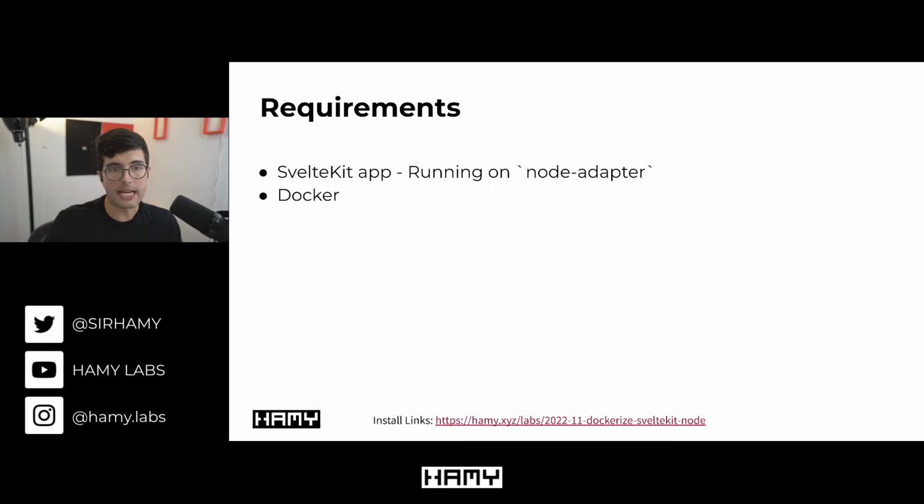So once you have that SvelteKit app, the next thing you'll need installed is Docker. Because we are building a container with Docker and running our container with Docker, you need Docker installed on whatever machine you're using in order for this to actually run. So now, assuming you have those, we can go forward into the tutorial.